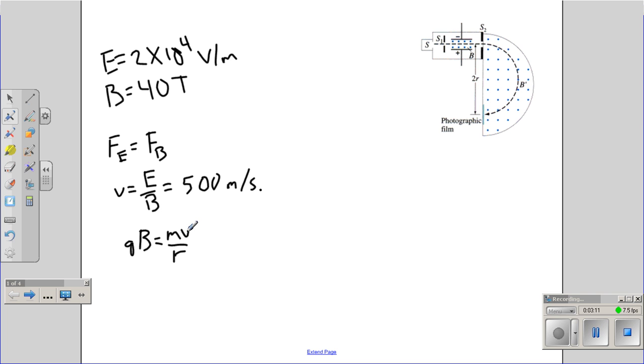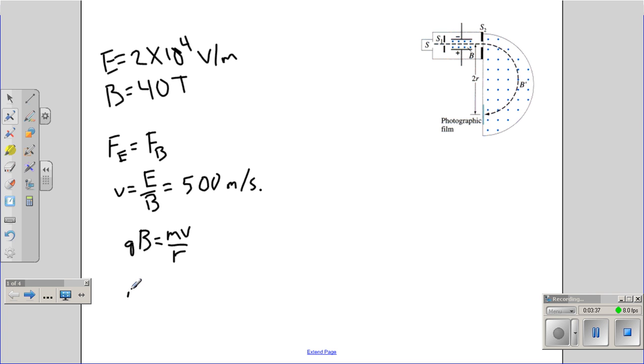So we need velocity. We already have mass from the previous description, multiplying whatever the isotope number is by 1.67 times 10 to the minus 27 kilograms. We have B, which is 40 Tesla. Q is a single charge, which means the charge will be 1.6 times 10 to the minus 19 coulombs. And all we have to do is solve for R. So some easy math here.